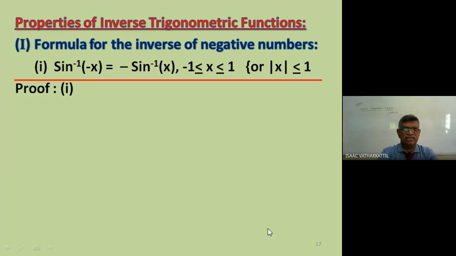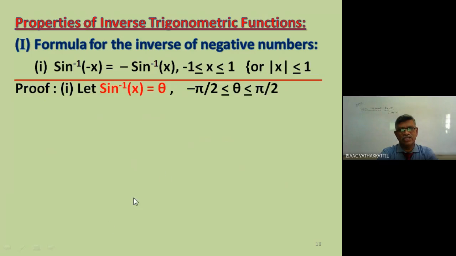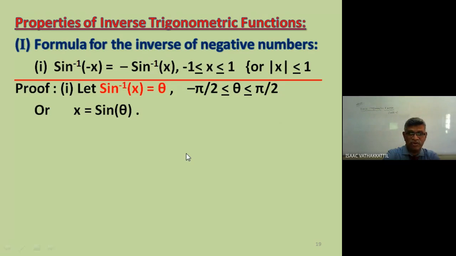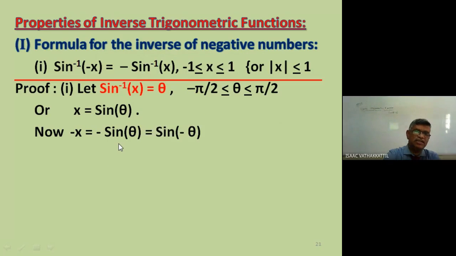Before looking into the results once again, let me just bring out the proof for this. Sine inverse minus x is minus sine inverse x. Let me start by substituting sine inverse x equals theta. When I say sine inverse x equals theta, theta will lie, as we mentioned earlier, between minus pi by 2 and pi by 2, boundaries included. When sine inverse x equals theta, we have x equals sine theta, no doubt. When x equals sine theta, minus x will be minus sine theta. Now we know the sine function is an odd function. Minus sine theta is nothing but sine minus theta.